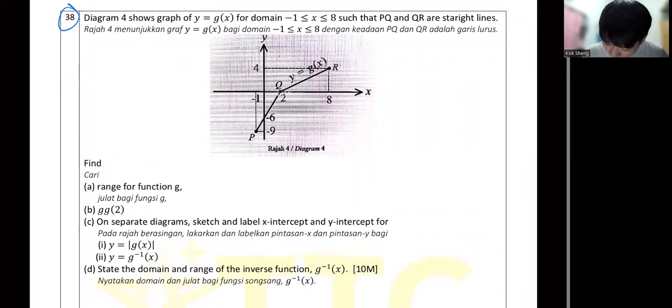Diagram 4 shows the graph of y equals to gx for domain -1 to 8, such that PQ and QR are straight lines. Okay, I think typed wrong here. Never mind. So say graph here, y equals to gx, but the equation is not given to you. I mean, there's no function given. But don't worry, you have the points, you have all the coordinates, and nothing else. So it should be clear for the numbers.